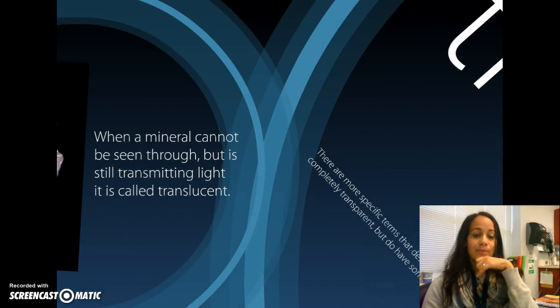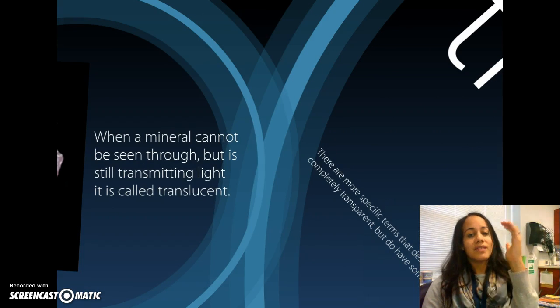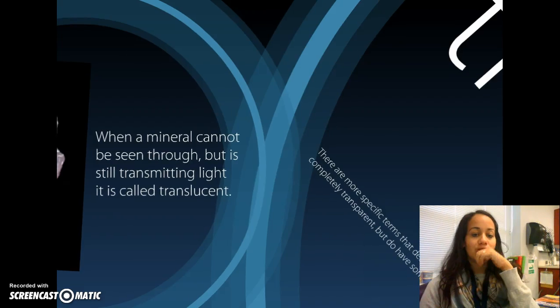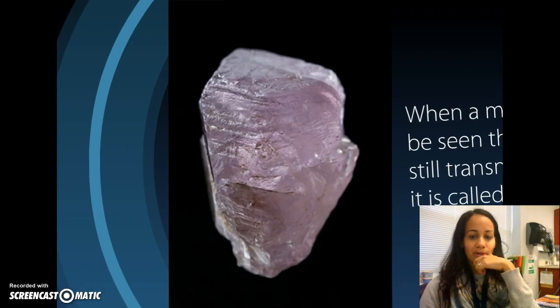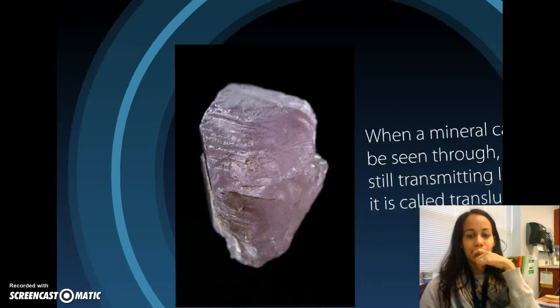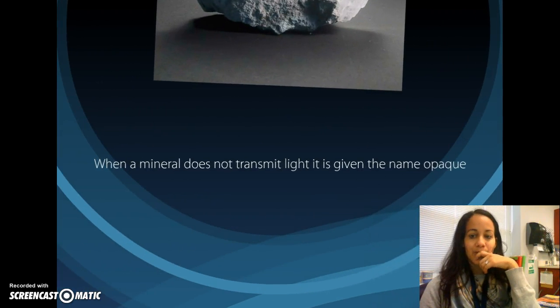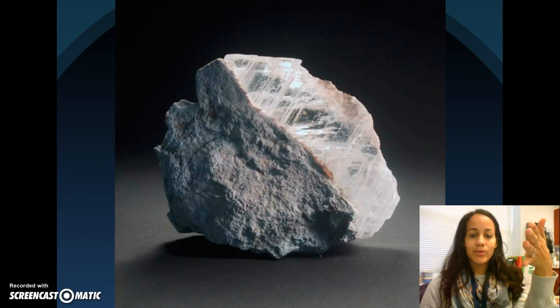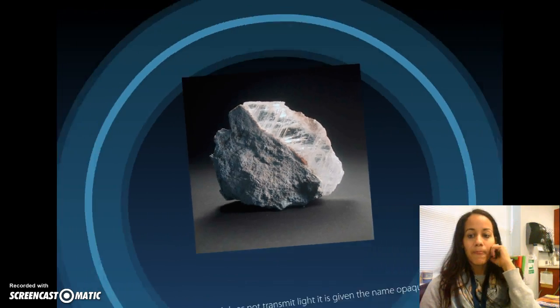When you cannot see completely through a mineral, but it's transmitting light, it's called translucent. So you can't see through this mineral, but it is transmitting light. And when a mineral does not transmit light and does not show any sort of image, you would say it's opaque. So this sample, there's nothing showing through it. It's completely opaque.